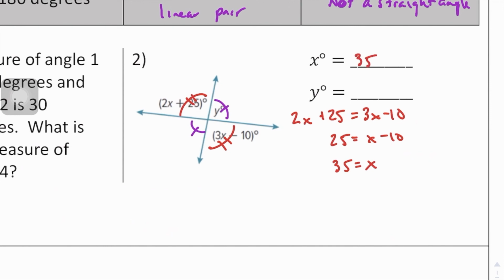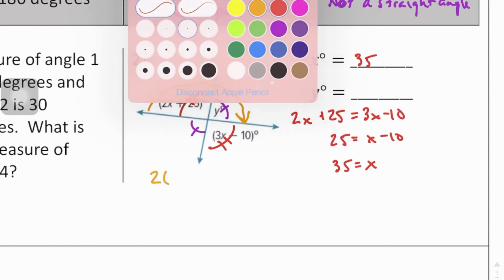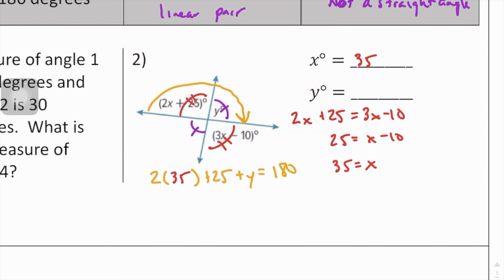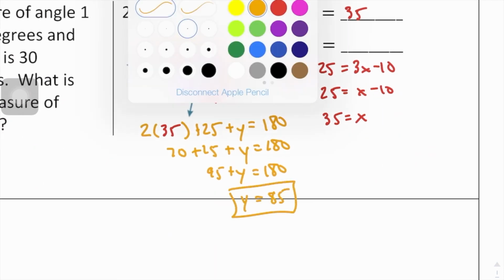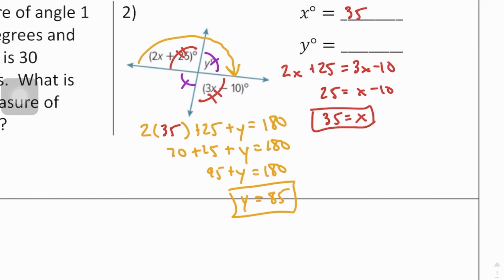Now, in order to figure out what y is, I can substitute that 35 into one of the expressions, and then realize that these two angles are a linear pair, so they should add up to 180. So now that I did the substitution into this equation, I should be able to then solve for what y is. So y turns out to be 85. All right, and those are our angle pairs.